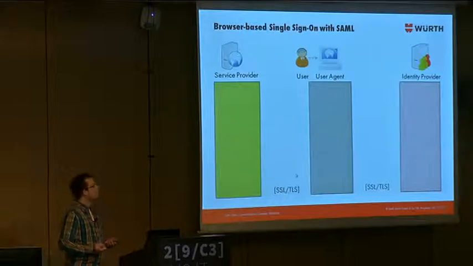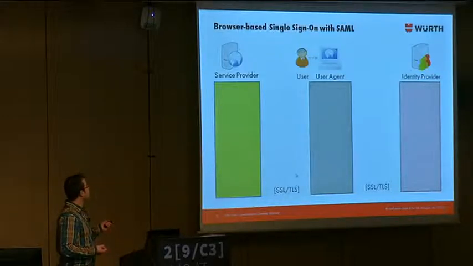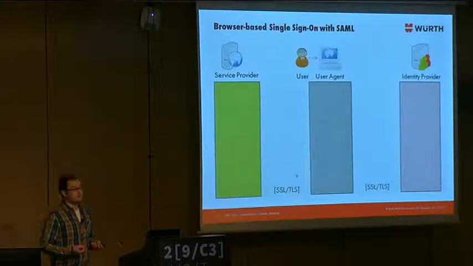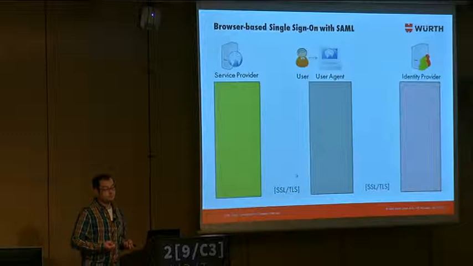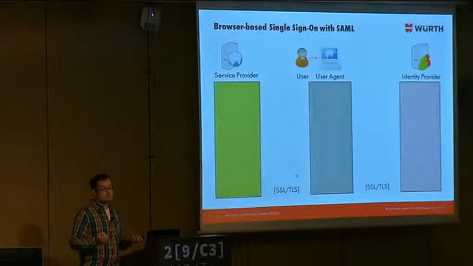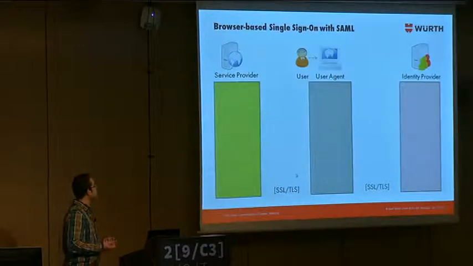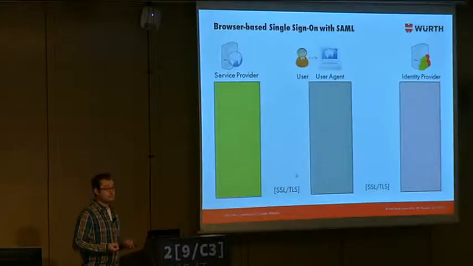So first, I'd like to explain how browser-based single sign-on with SAML works. We have four actors. First, the user, who navigates a user agent, which is normally a browser. Then we have an identity provider, which authenticates the user and issues the so-called SAML assertions. And last but not least, the service provider, which offers a service or a restricted resource.